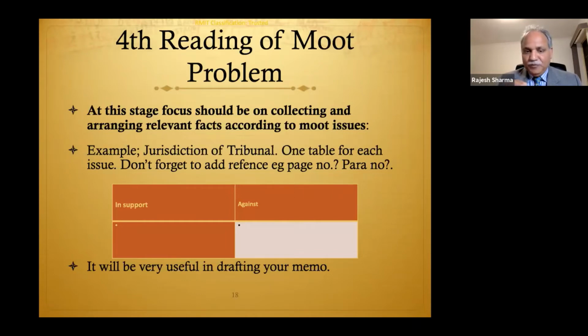Trust me, if you do it for issue 1, issue 2, issue 3, issue 4, and you look at the documents every time, then although you are doing a fourth reading, actually within that you are also reading several times. Every time you read, you understand some more, you remember some more, and your clarity will increase quite a lot. So that's why you have to work in that direction.